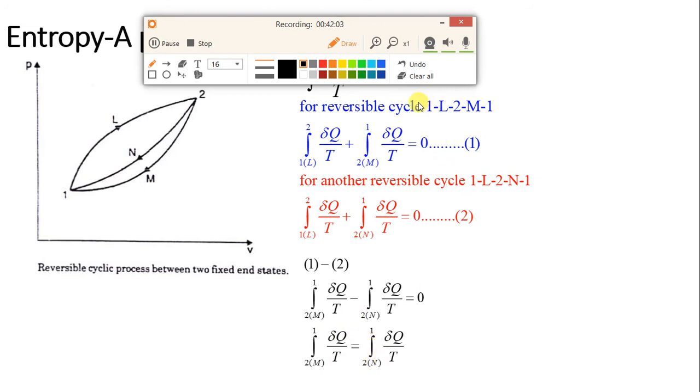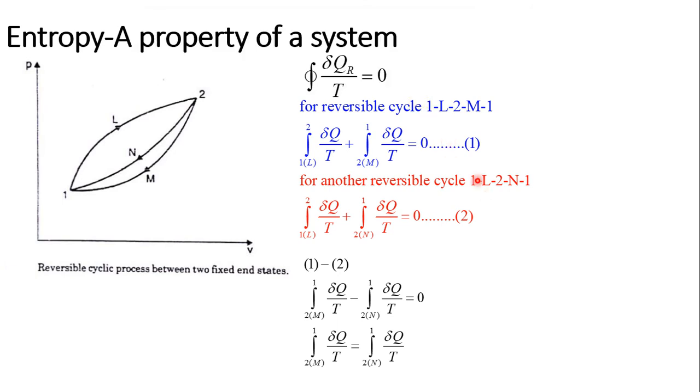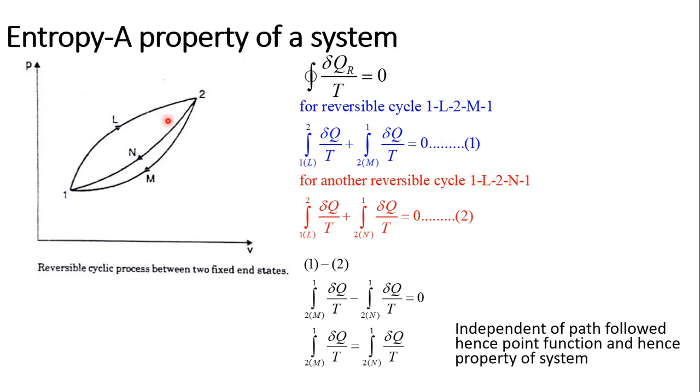So what do you mean by this? The derivation shows that entropy is independent of the path followed. If you follow n or m, it doesn't matter. Hence it is a point function. It depends only on the end states, which are 1 and 2, and hence it is a property of a system.